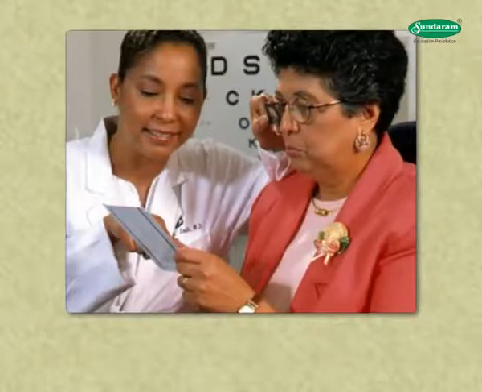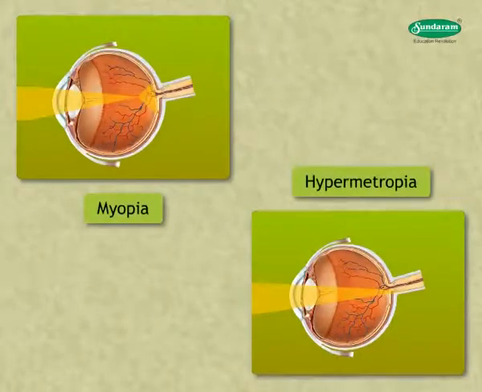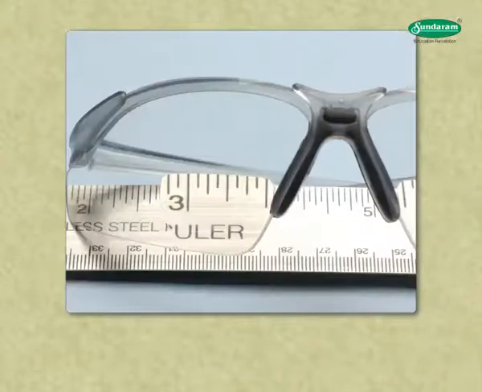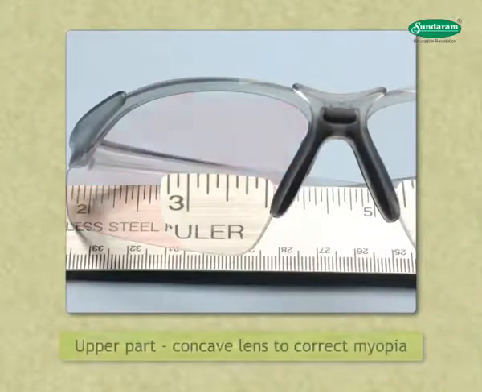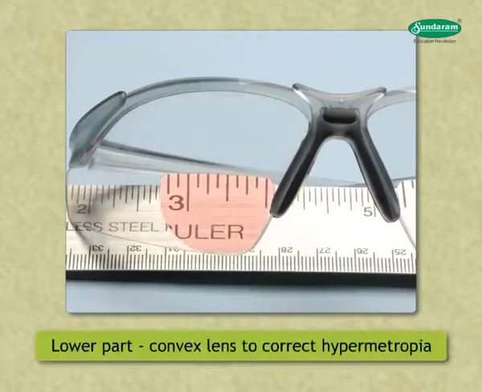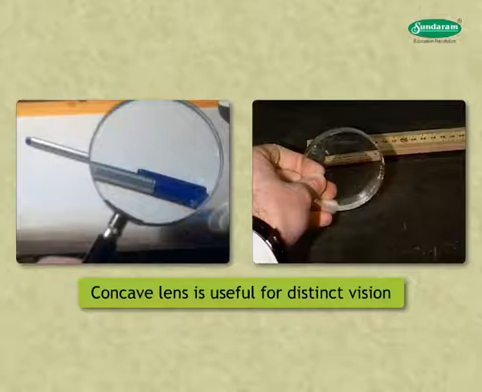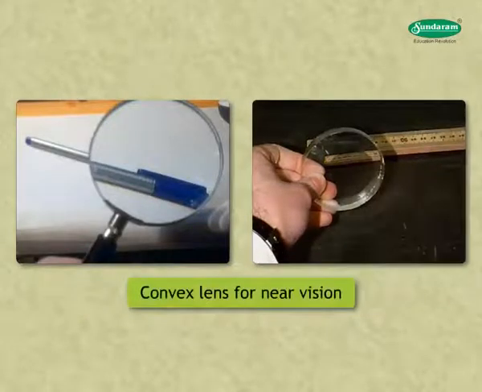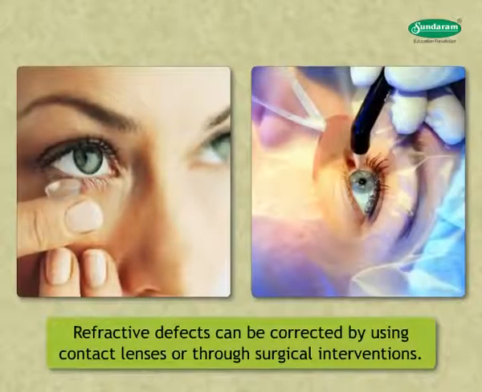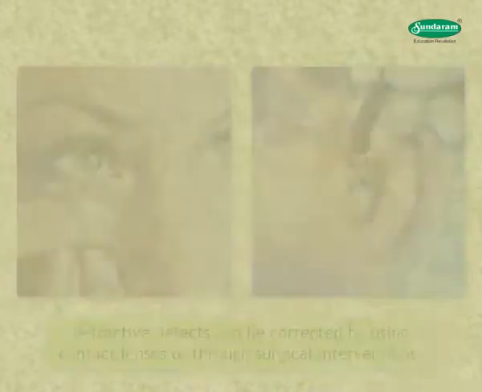presbyopia. Sometimes they suffer both myopia and hypermetropia, and then the person needs bifocal lens. In bifocal lens, upper part is concave lens to correct myopia and lower part is convex lens to correct hypermetropia. The concave lens is useful for distant vision and convex lens for near vision. Nowadays, refractive defects can be corrected by using contact lenses or through surgical interventions.